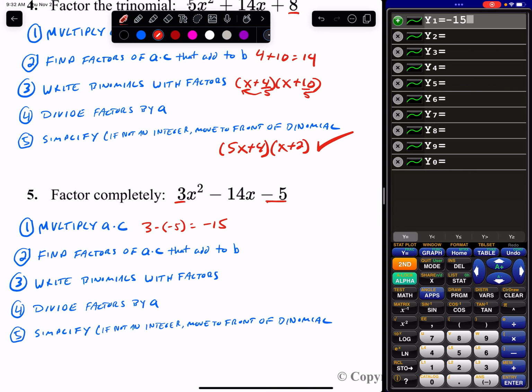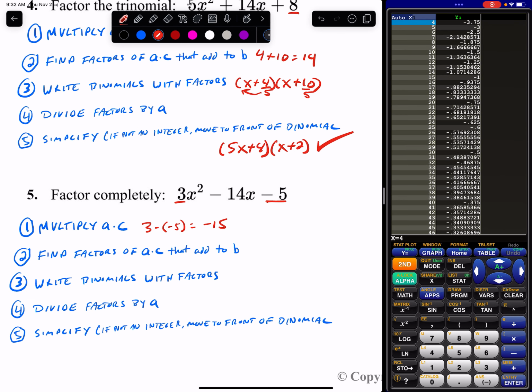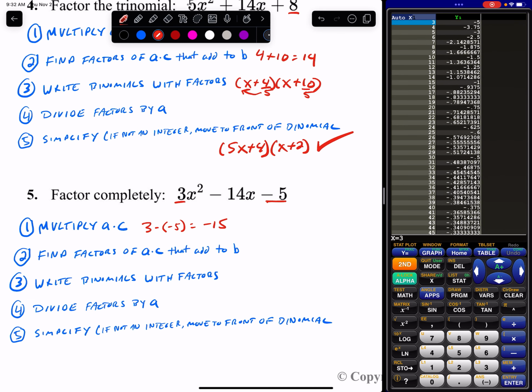Negative 15 divided by x, and then go to your table. Okay, now out of these numbers, what multiplies to negative 15 and adds to negative 14? And if you ever see this, if they're ever close to each other, right, the key is that we're going to have negative 15 times positive 1, because they're very close to each other. So if I write negative 15 plus 1, I get negative 14.